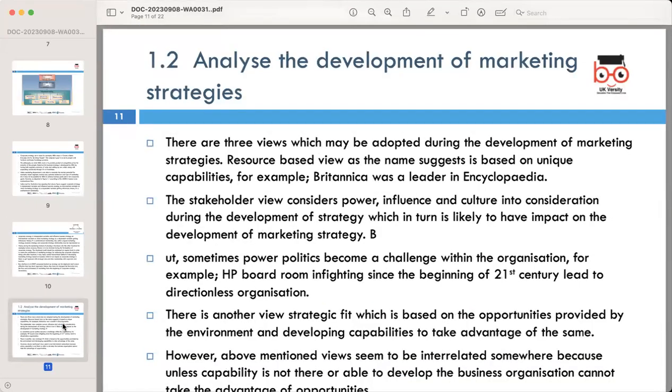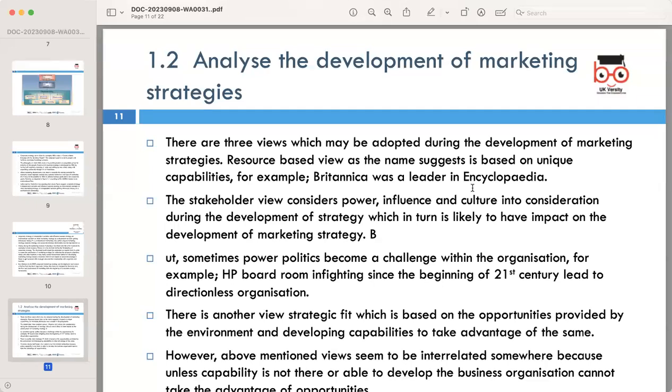So, analyze the development of marketing strategy. Here we will explore various views and factors that play a crucial role in the development of marketing strategies. One approach to developing marketing strategies is the resource-based view. This view emphasizes leveraging unique capabilities and resources. For instance, Britannica was a leader in encyclopedias, and that leadership was based on its unique knowledge and content.